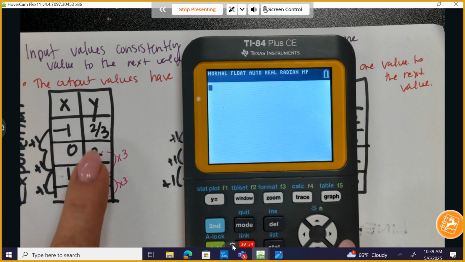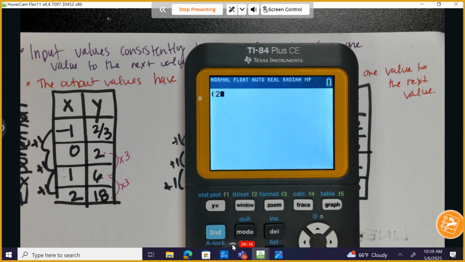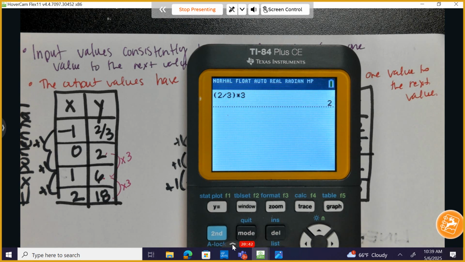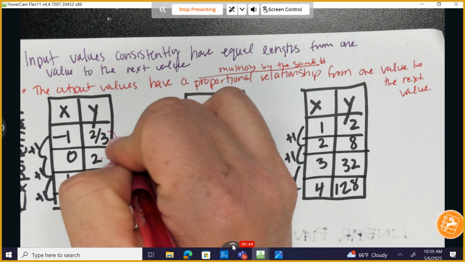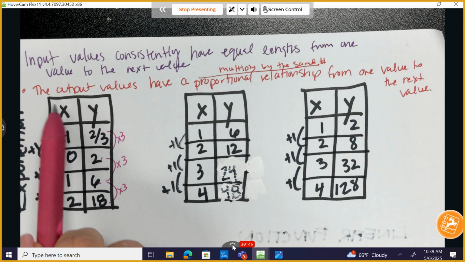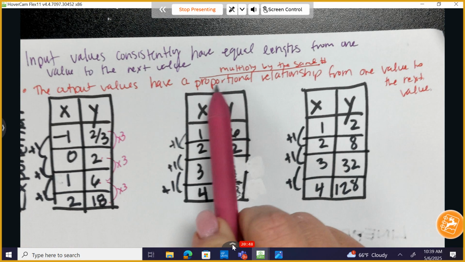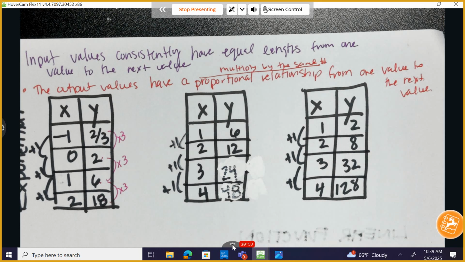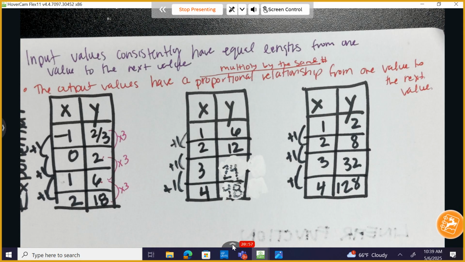So come up here, and anytime we have a fraction, we're going to put it in parentheses. So I have 2/3 times 3. If I get 2, I'm feeling really good about this. So 2/3 times 3 is 2. So here's my work showing. That's it. The output values have a proportional relationship. That means they multiply by the same number from one value to the next. Okay, then this constitutes data points from an exponential function.